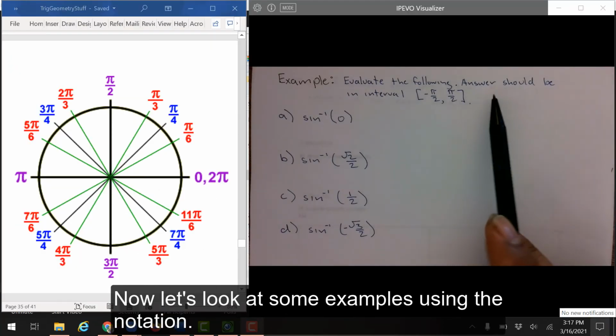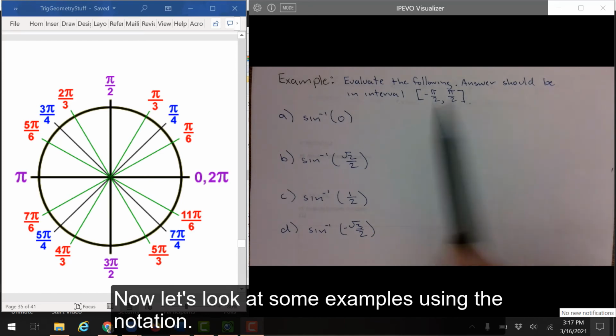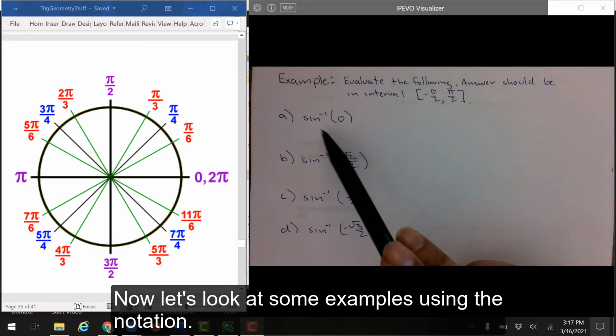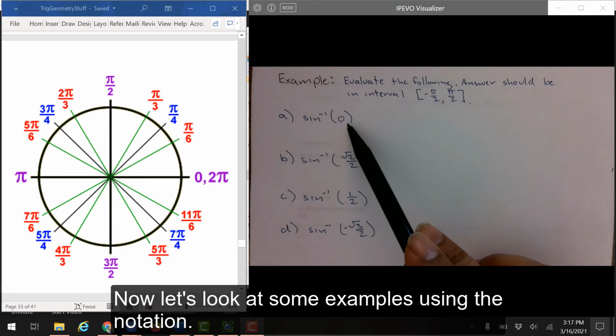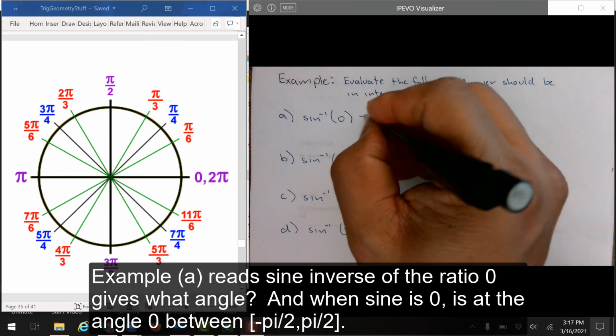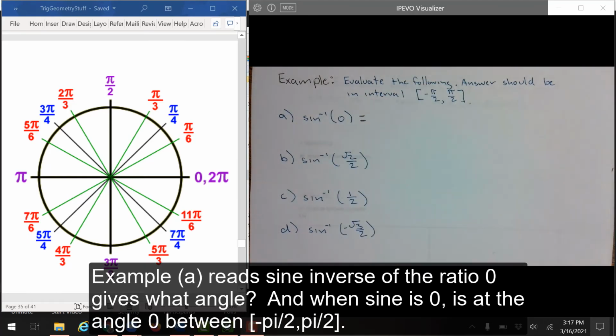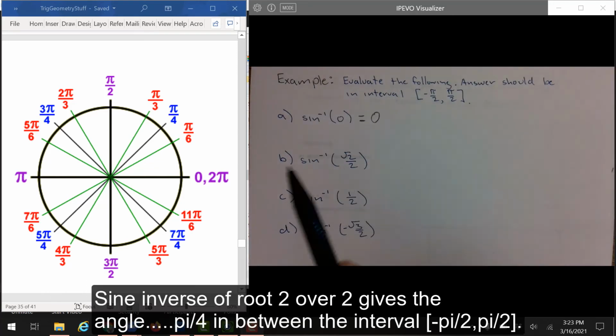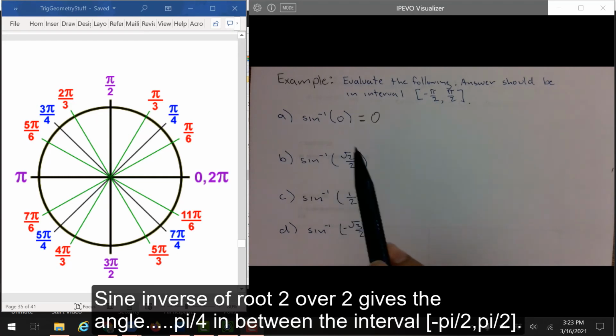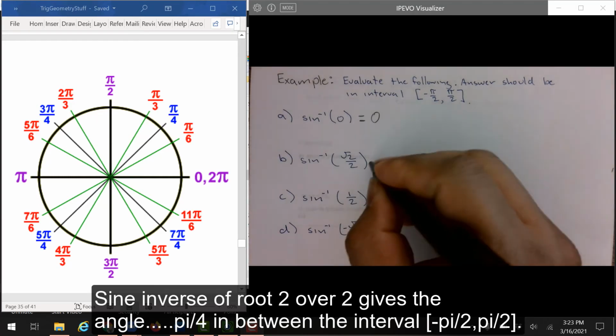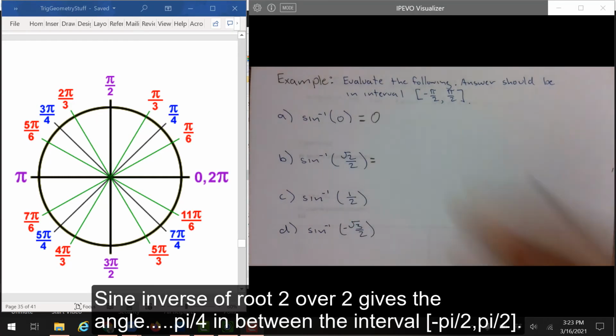Now let's look at some examples using the notation. Example A reads, sine inverse of the ratio 0 gives what angle? And when sine is 0, it is at the angle 0 between negative pi over 2 and pi over 2. Sine inverse of root 2 over 2 gives the angle pi over 4 in between the interval negative pi over 2 to pi over 2.